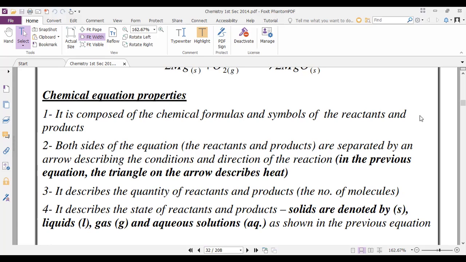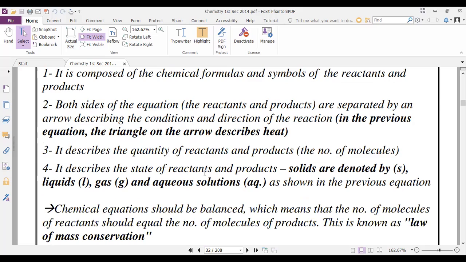It describes the state of reactants and the product. Solids are denoted by S, liquids L, gases G, and aqueous solutions AQ, as shown in the previous equation.